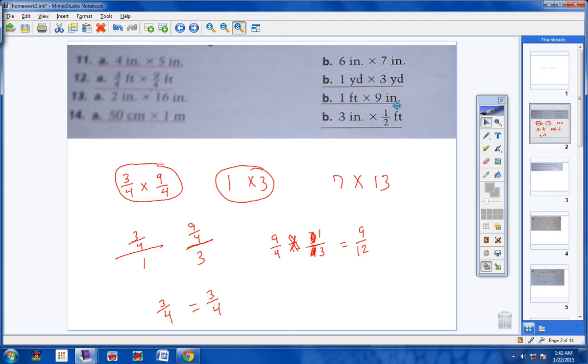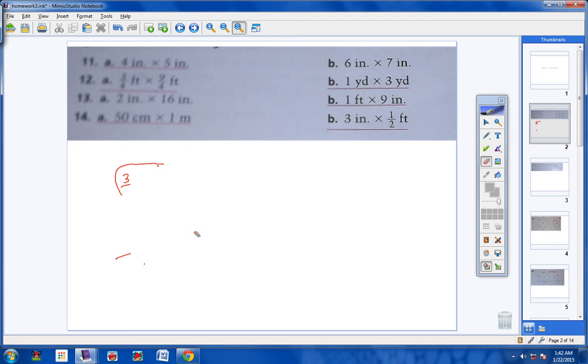Let's take a look at number 13. Alright, here we go. We have 2 inches by 16 inches. So 2 by 16. Now be careful on this one. We have 1 foot by 9 inches now. We don't want feet and inches, so I'm going to make that 12 inches by 9 inches.